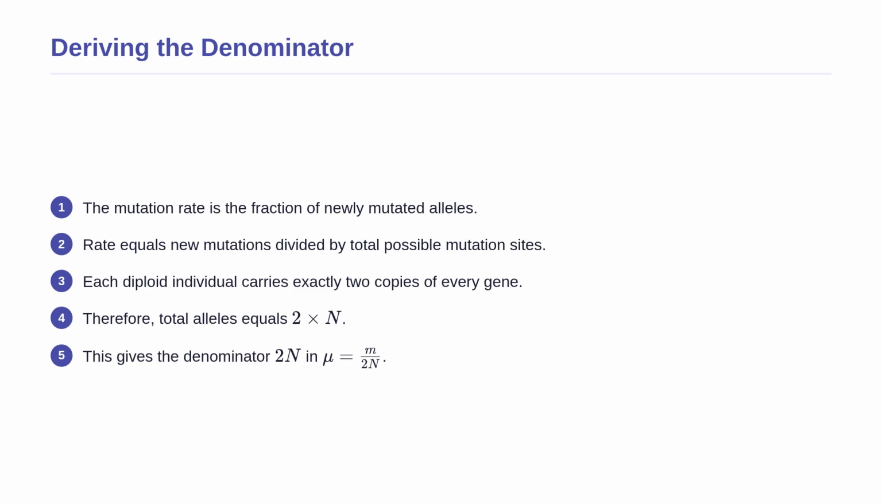Since we are dealing with diploid organisms like mice or humans, every single individual carries exactly 2 copies of the gene in question. Therefore, the total number of alleles in the entire population is 2 times the number of individuals, n. This mathematical reasoning perfectly explains why our formula uses 2n in the denominator, ensuring we account for the entire pool of genetic material where a mutation could potentially occur.